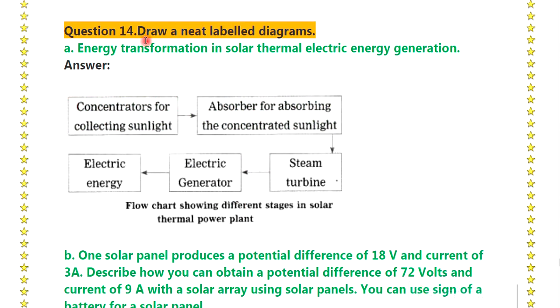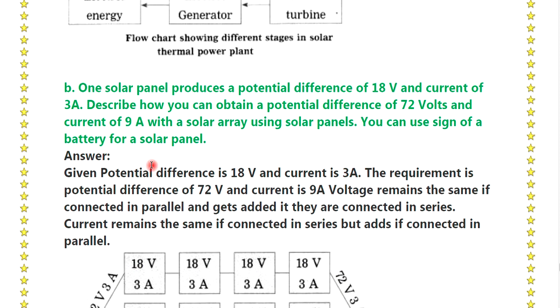Question number 40. Draw a neat labelled diagram of energy transformation in solar thermal electric energy generation. Concentrators collecting sunlight give rise to an absorber for absorbing the concentrated sunlight, which gives rise to a steam turbine, which gives rise to an electrical generator, and after that electrical energy.